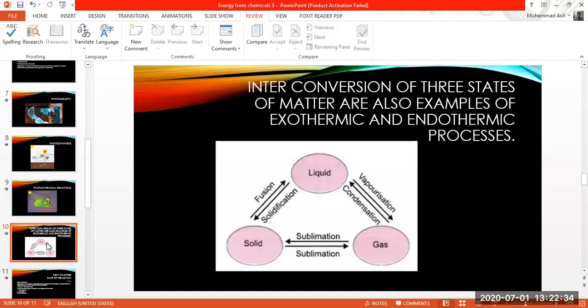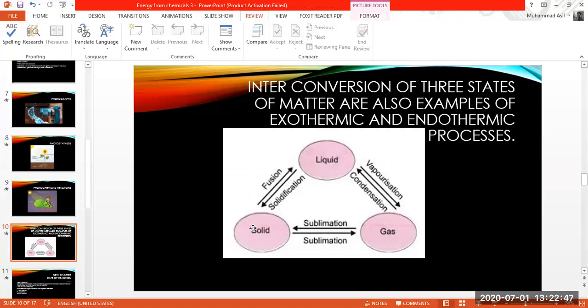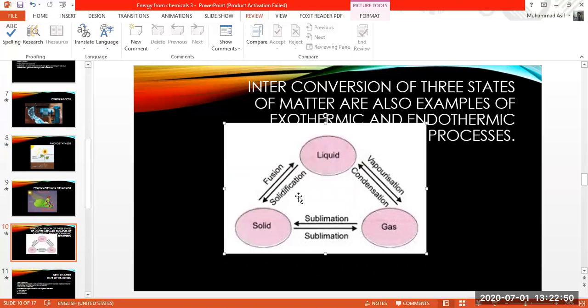For example, this diagram indicates the conversion of three states of matter into one another: solid, liquid, and gas. Whenever solid changes into liquid, it means that fusion takes place. This is fusion, melting. Melting or fusion is the same thing. Whenever solid changes into liquid, fusion takes place, and this is an endothermic process. We provide energy to convert solid into liquid.